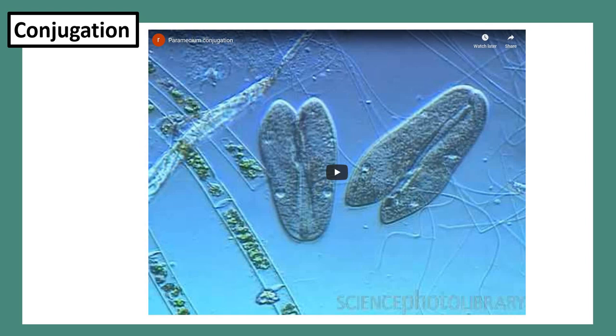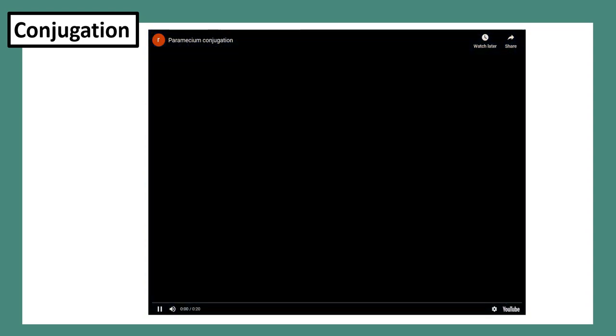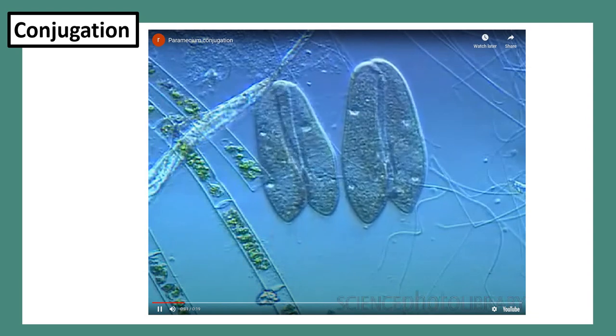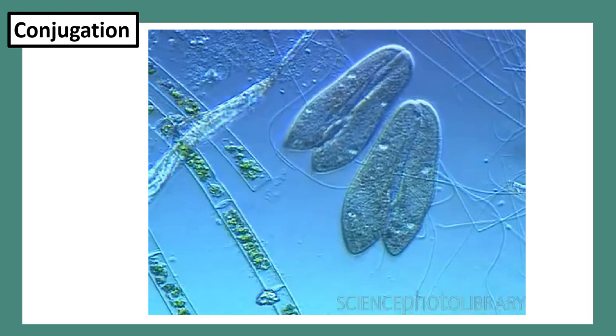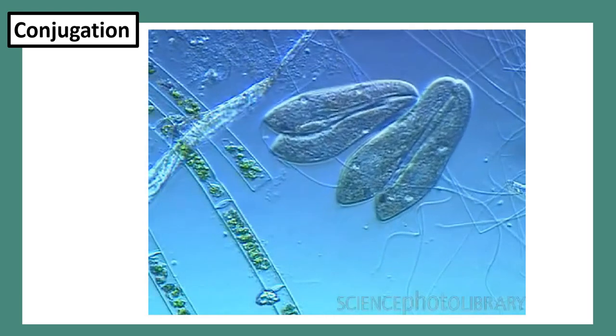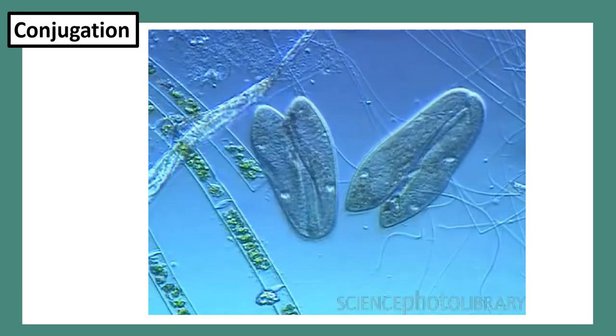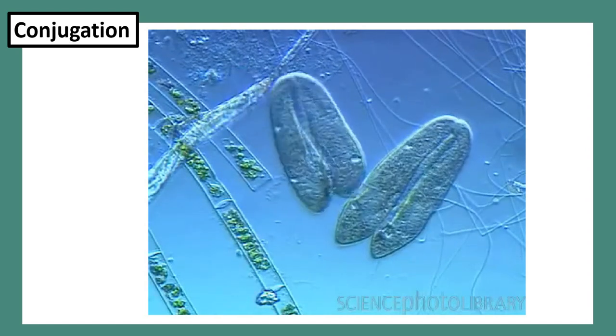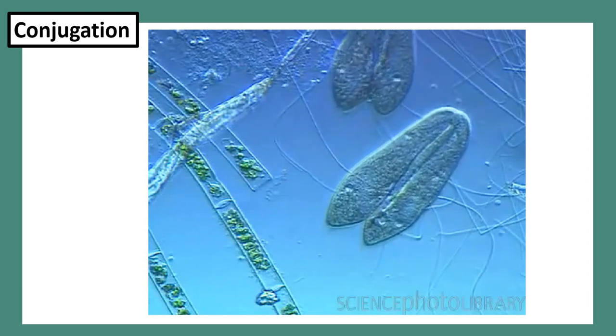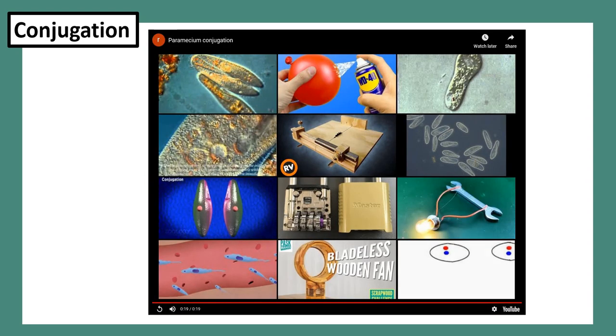Okay, here is a video on what conjugation actually looks like in paramecia. You can't see all the details of the micronuclei, but it at least gives you an idea of what it looks like. Okay, and you can see that they are quite significantly fused together.